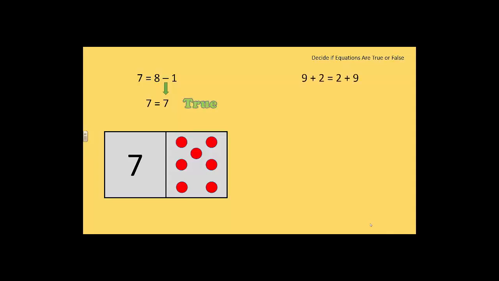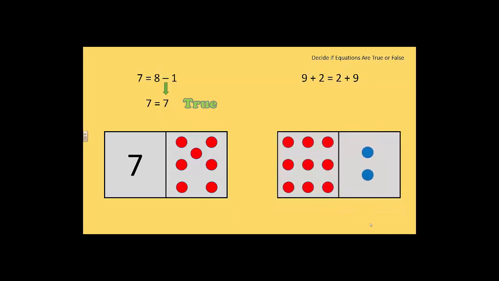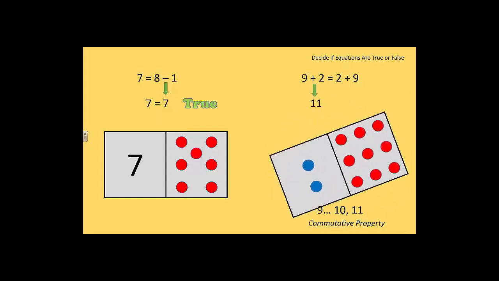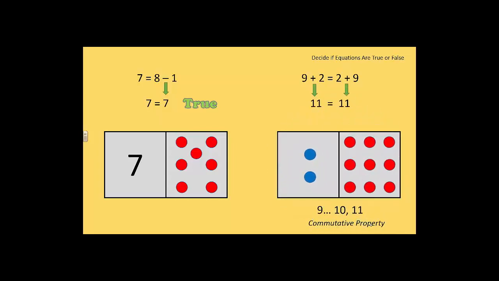A more complex equation, 9 plus 2 equals 2 plus 9, can be modeled with counters. Then counting on to solve. 9, 10, 11. 9 plus 2 is equal to 11. Students should notice that the add-ins are the same on both sides of the equation, just the order has been changed. The commutative property that we saw earlier in the video proves that both sides are equal to 11. Therefore, the equation 9 plus 2 equals 2 plus 9 is also true.